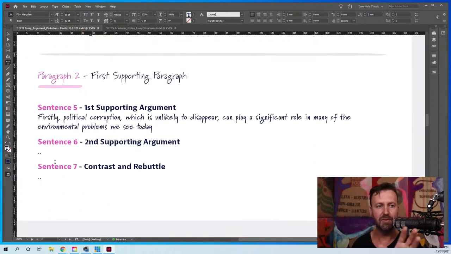Sorry guys, my little camera in the corner there may have been blocking some of that text. So that's the sentence we've got. If you count those words, it's going to be between 15 and 25 words in length. Okay, so that's the first one.